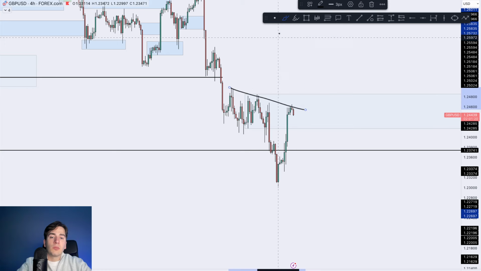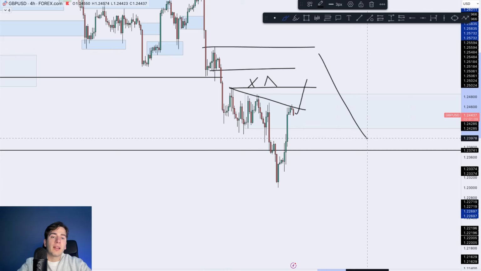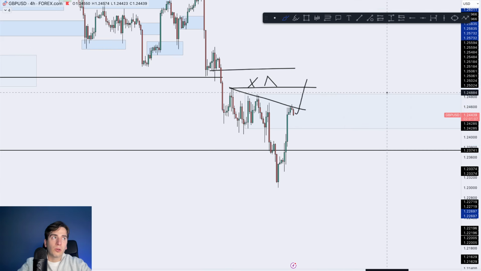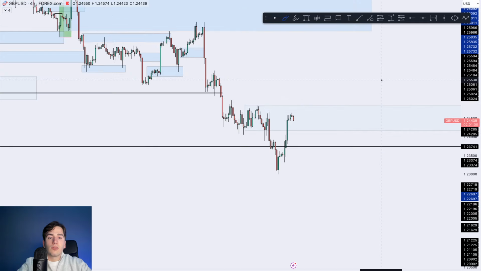Still have this liquidity open and we're just reacting to this trend line. I don't really trust trend lines at all, so I would prefer to see still a liquidity swipe and grab the liquidity above here and react to this supply zone up higher, and from there look for a potential short. So that is my 2 cents.